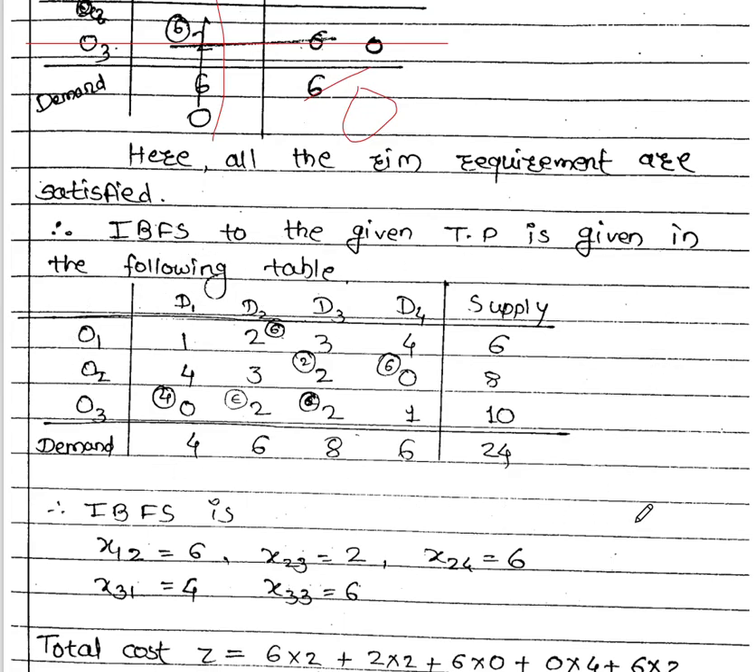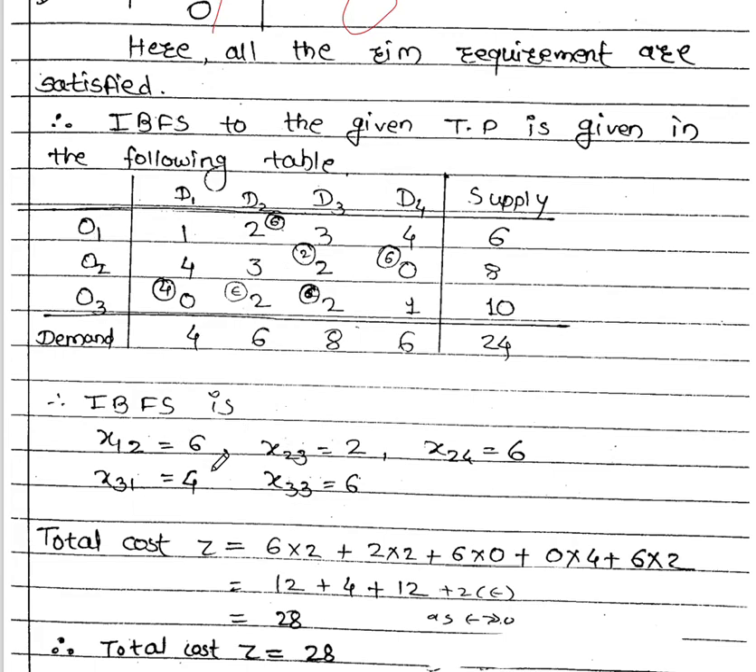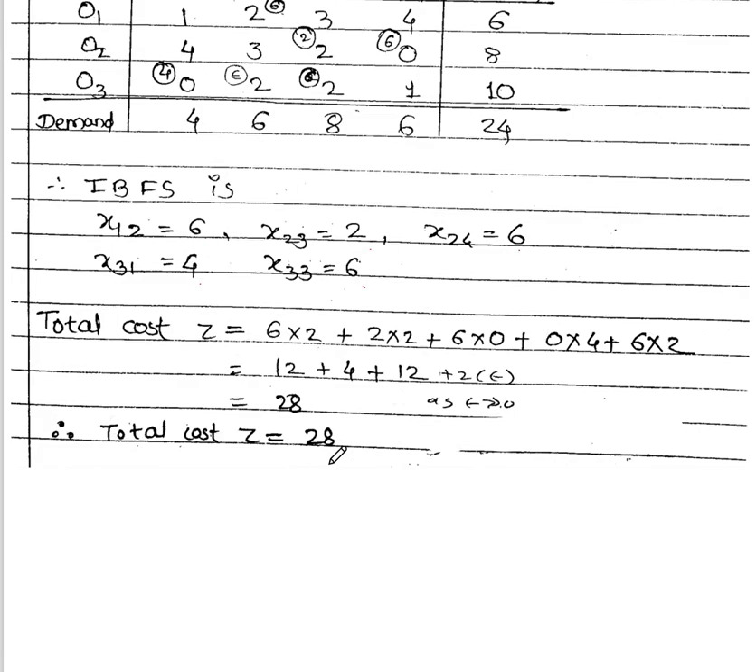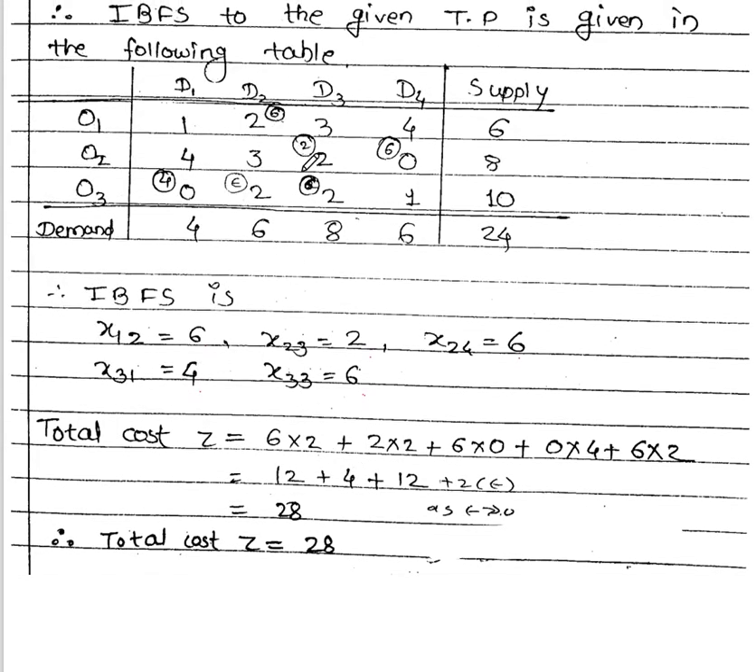Okay, so what is the initial basic feasible solution? X12 here is 6, X23 is 2, X24 is 6, X31 is 4, X32 is 6, X33 is 6. Okay, so in this way we can find the initial basic feasible solution, and the total cost is given as the multiplication of these numbers with addition and solving, so you will get 28. Okay, so in this way we can solve the given transportation problem.